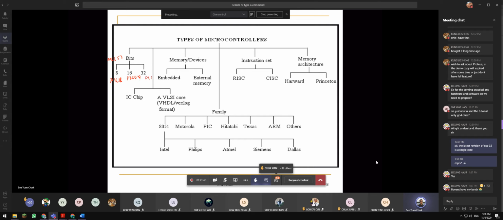32-bit, we got PIC32. We also got 64-bit nowadays. It's moving up. Okay, and like ESP32 is 32-bit.